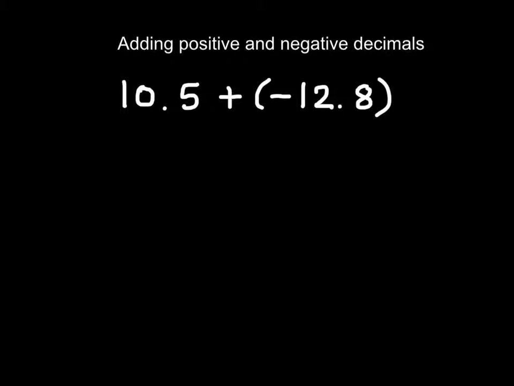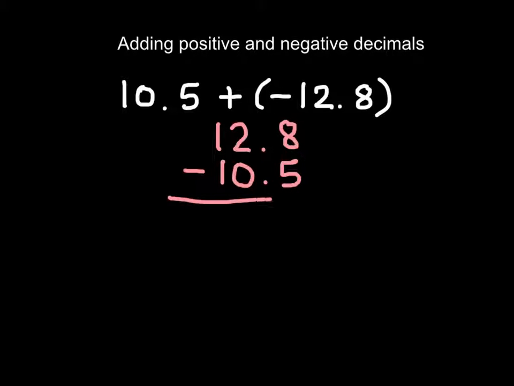Now the key here is that since we're adding a positive and a negative decimal, we're actually going to end up subtracting them. So let me take the larger number, 12.8, and subtract 10.5. When I say larger number, I'm talking in terms of absolute value. Negative 12.8 in value is less than 10.5, but in absolute value, in other words, how far away it is from 0, negative 12.8 is bigger.